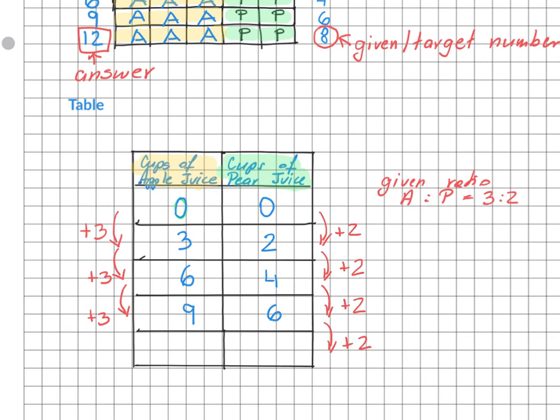So when I add 2 cups of pear juice, now I have 8 cups of pear juice, which is my target number. I'm going to circle it, but I still have to add 3 cups of apple juice because of what I do in one side, I have to make sure I add to the other side too. And that's going to give me 12 cups of apple juice. So this is my answer.